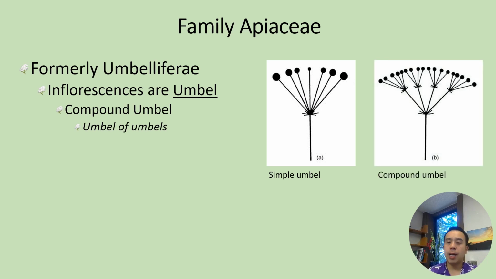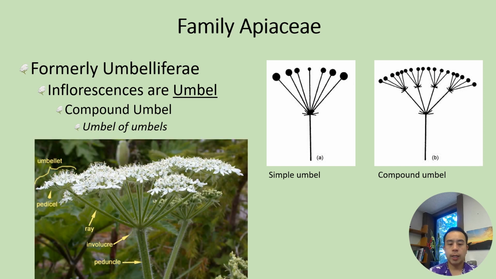And then here's a compound umbel where there are several of these, and essentially this simple umbel is compounded multiple times off a single peduncle. And so here's an example of a real live plant.